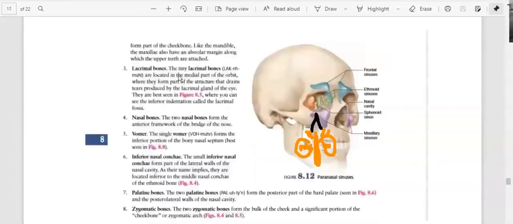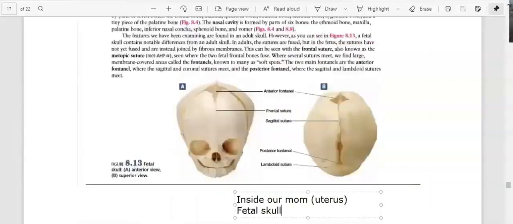If we scroll down, in some of the bones that we have in our skull, we're going to have some spaces, and these spaces are going to be called sinuses. The frontal sinus, the maxillary sinus, and the sphenoid sinus. This is a fetal skull. In the case of the fetal skull, obviously you don't have sutures because the bones are not necessarily connected yet.